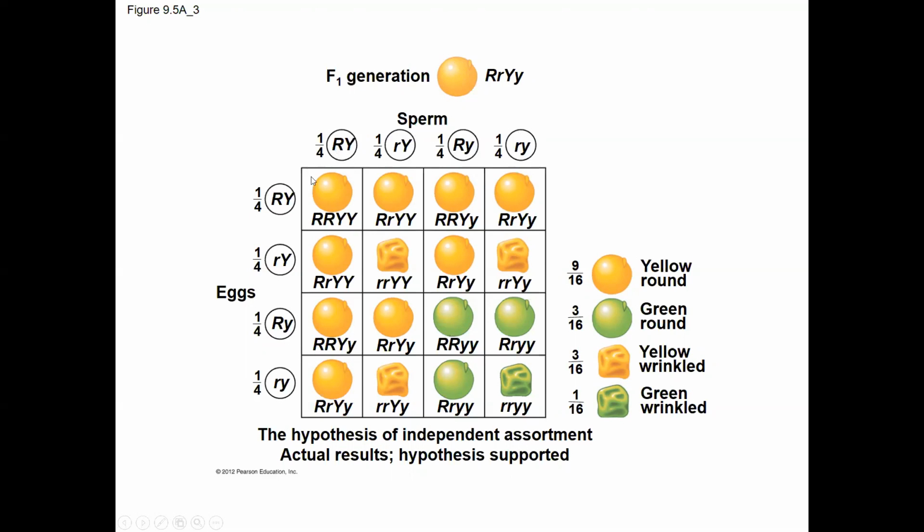And so when you cross these individuals, this sperm with this egg, this individual has two dominant alleles for being round and two dominant alleles for being yellow. Compared to this individual here, where the sperm and the egg, when you cross them, it has both alleles for having wrinkled seeds and both alleles for being green.